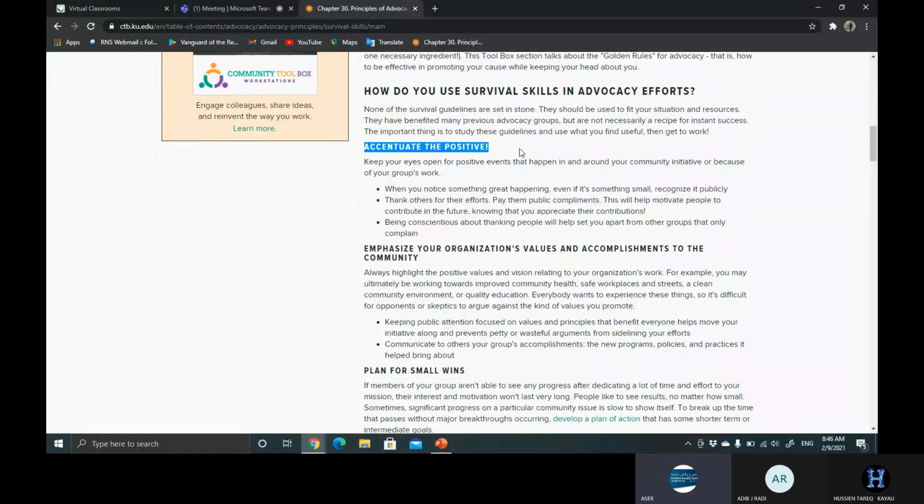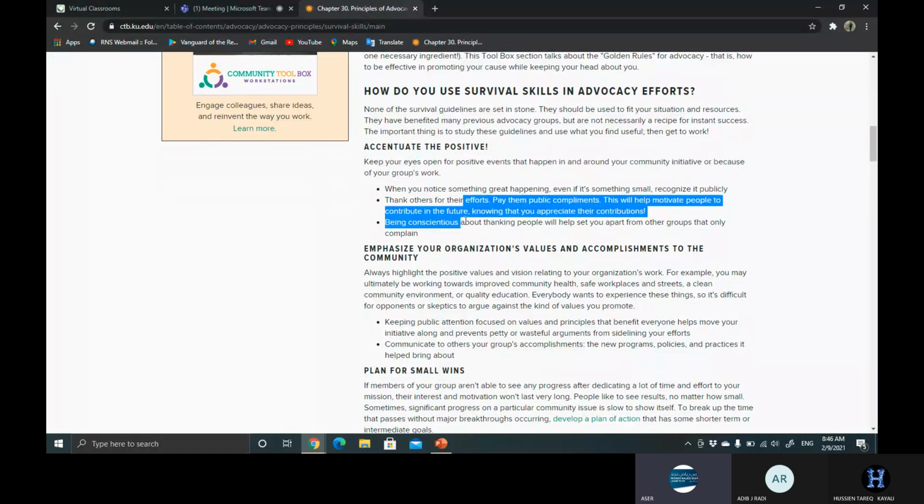So, to accentuate the positive, first keep your eyes open for positive events that happen in and around your community initiative or because of your group's work. And remember, we're speaking beyond the campaign. After we have made our advocacy campaign, standing against some institution which is doing something harmful to us, we will keep our eyes open for positive events that may happen in our community in order to initiate something that can help us.